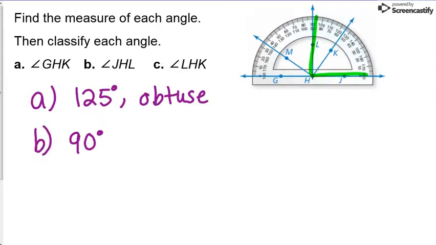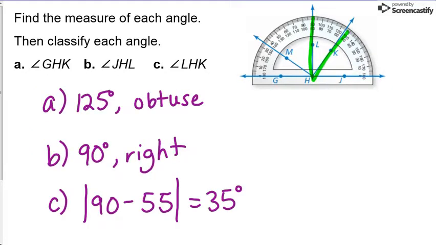All right, the next one, angle JHL is 90 degrees. So you can see it's going from here to here to here. It's exactly 90 degrees, and it's a right angle. And then the last one, it's angle LHK. So this one's a little different. So where am I starting at? I'm starting at the 90-degree angle this time. On all the other ones, maybe you notice that we were starting at the 0-degree angle. Okay? So I'm starting at 90 degrees this time, and it's only open from here to here.